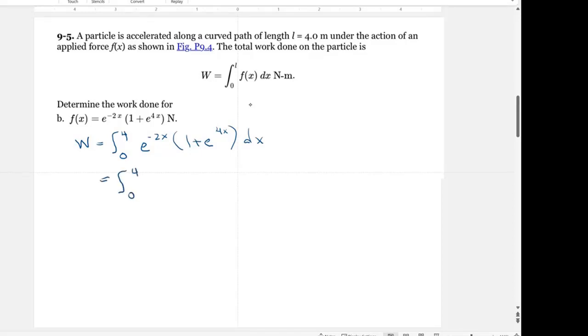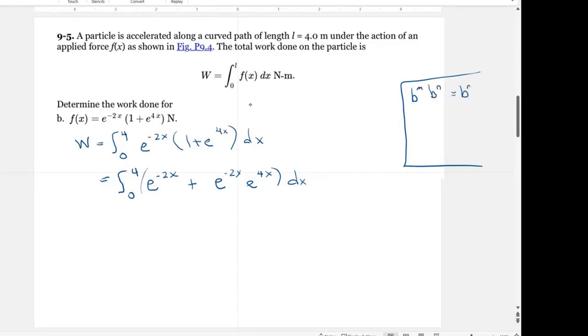If I multiply them together, I get e to the negative 2x times 1 plus e to the negative 2x times e to the 4x dx. And remember, if you have a base to a power times a base to a different power, we add them. This becomes the integral from 0 to 4 of e to the minus 2x.